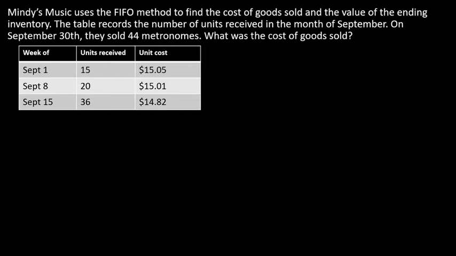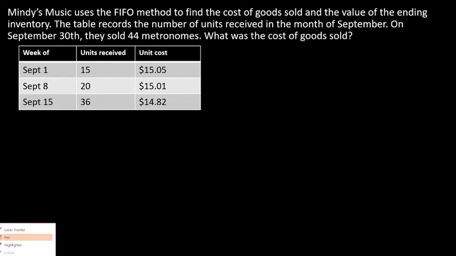So let's say Mindy's Music uses the first in, first out method to find the cost of goods sold and the value of ending inventory. The table records the number of units received in the month of September. On September 30th, they sold 44 metronomes. What was the cost of goods sold?